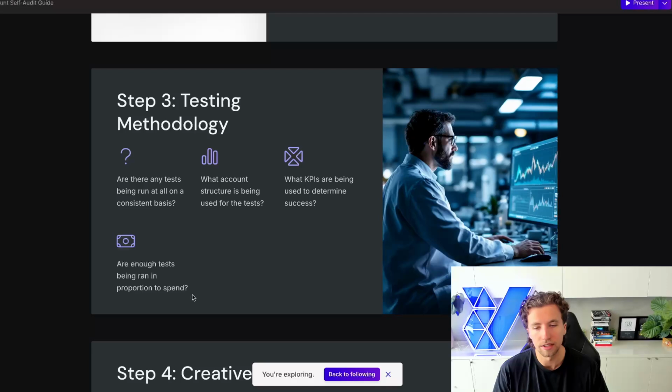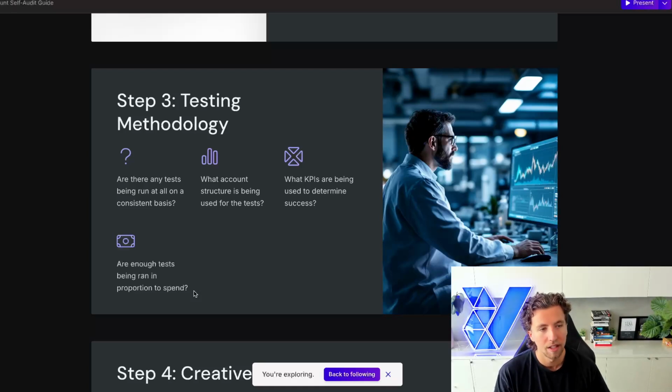And then lastly, and this is the most important one in conjunction with our tests being run, is are enough tests being run in proportion to spend. So if you're spending $2,000 a month and you're running 5 tests a month, yeah, probably makes sense. You physically can't test more than like 20 to 30 things at that kind of spend level. And so you're probably sitting in around about the right range.